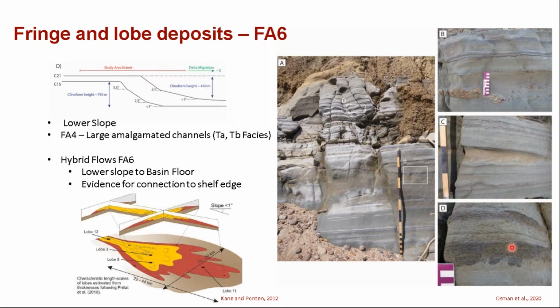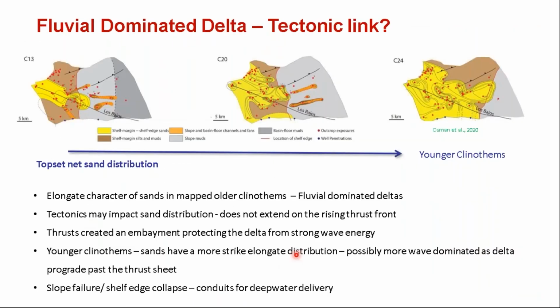It could signify this, as well as potential collapse at the shelf edge regions. So there appears to be a strong link between our shelf edge and deep water. So is there a link between fluvial dominance and tectonics? I think that there may be.